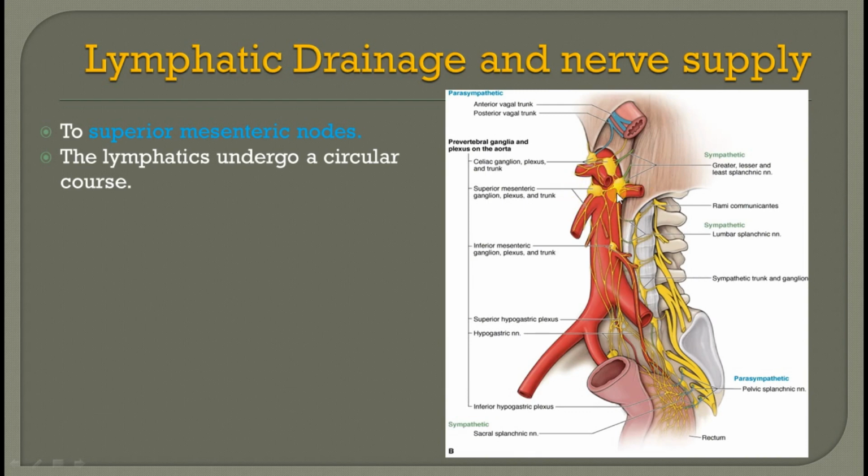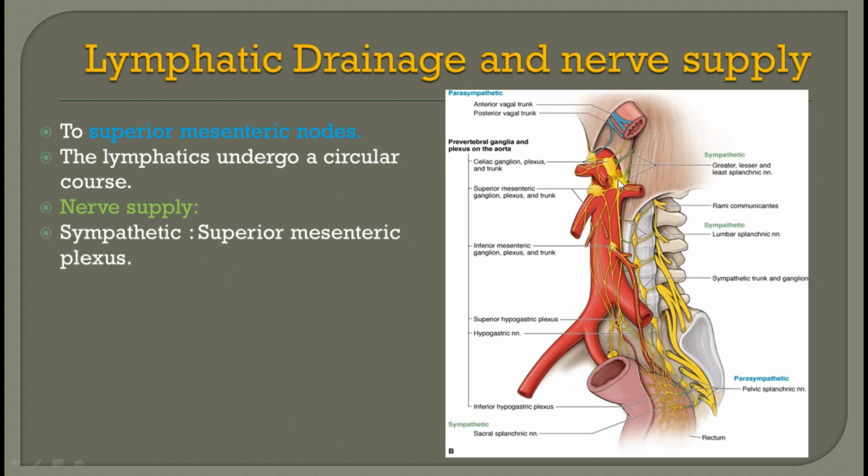So you are able to see the superior mesenteric plexus, which is situated around the superior mesenteric artery. Here you have the celiac plexus, which is actually surrounding the celiac trunk. So the superior mesenteric plexus mainly receives branches from the splanchnic nerves. The splanchnic nerves are preganglionic fibers. So this is the ganglion. The fibers coming to this ganglion are called the preganglionic fibers from the splanchnic nerves. So greater, lesser and least splanchnic nerves.